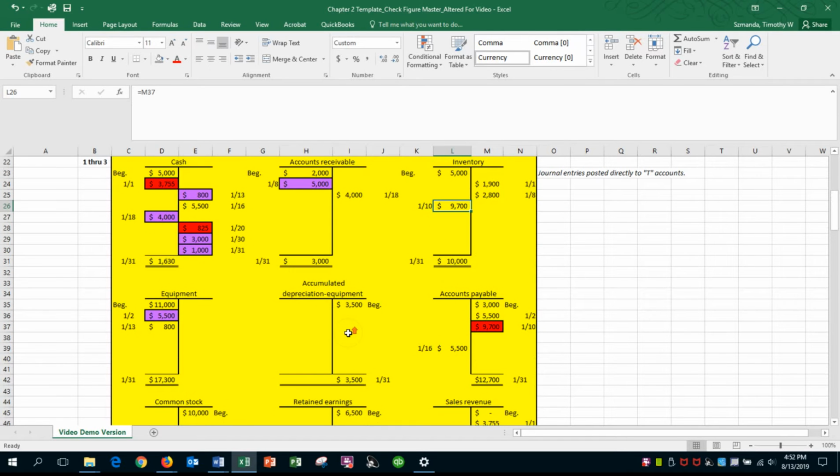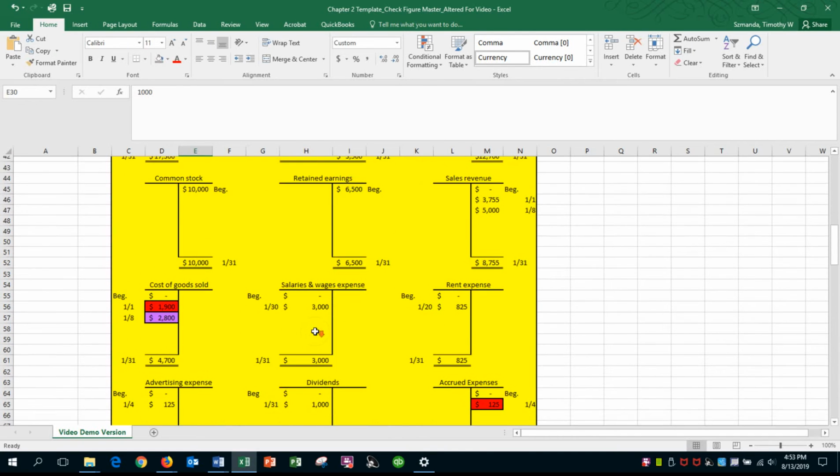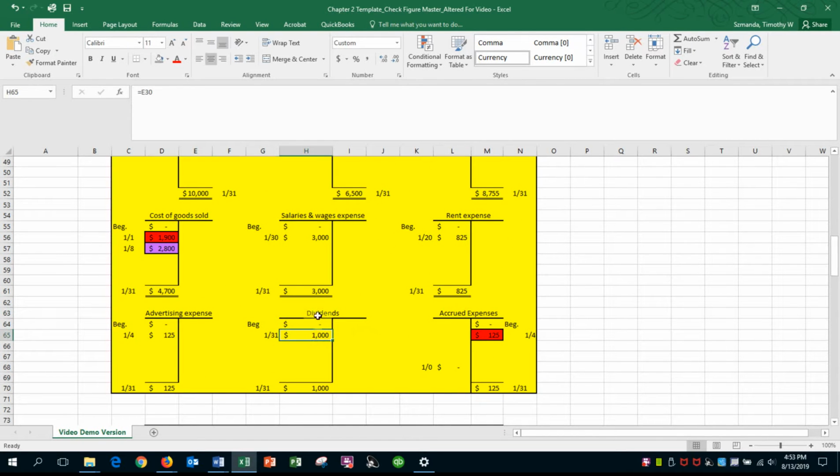So we know then that if we paid $1,000 on January 31st, that's going to be a credit to cash. So I entered directly in the purple cell $1,000. I didn't alter the data here. And then we know that if we have a credit to cash, since we paid a dividend, we're going to debit directly into the dividends account. So we'll debit $1,000 into dividends.